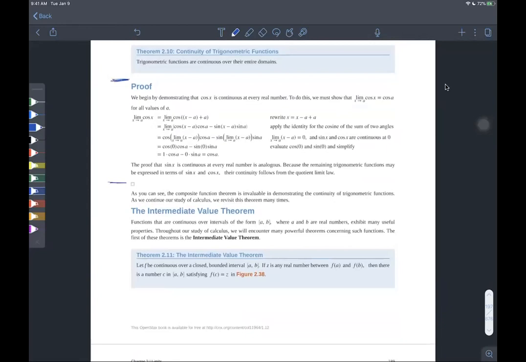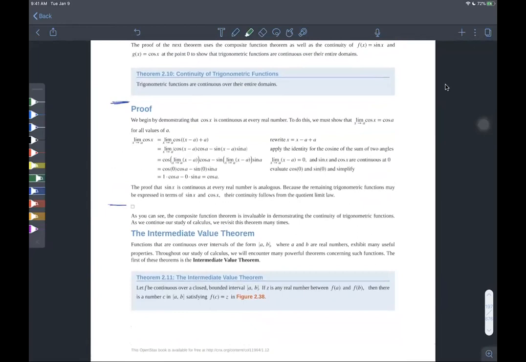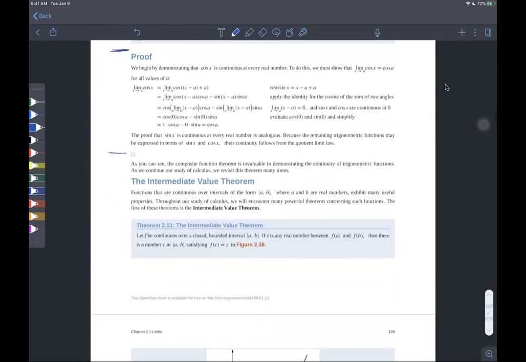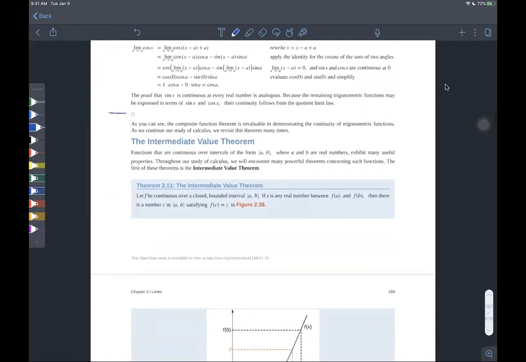Okay, as you can see, the composite function theorem is invaluable in demonstrating the continuity of trigonometric functions. As we continue our study of calculus, we revisit this theorem many times. So yes, it definitely is important to know this statement. So trigonometric functions are continuous over their entire domains. And you can tell that by looking at, let's say, the sine function, you can probably tell that it's continuous. But this proof actually proves that we have continuity at every single point in the domain of each of these trig functions. So it is an interesting proof, but we'll skip it for now.